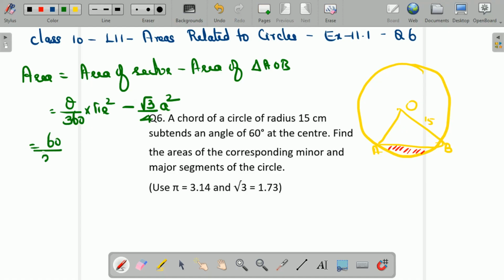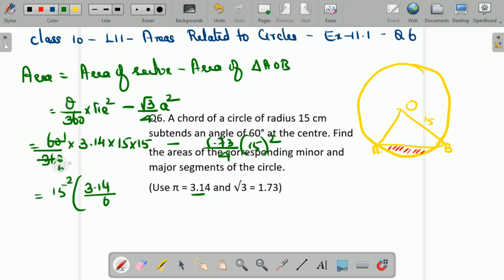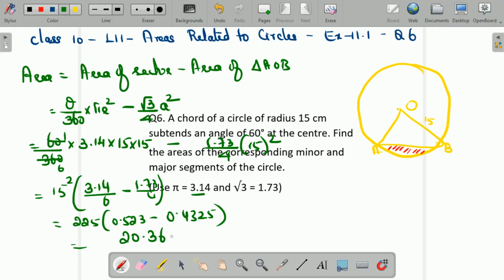In this case it is 60 by 360, and in this sum pi is asked to be used as 3.14, into the radius 15 squared, minus root 3, which is expected to be 1.73, divided by 4, into 15 square. If you take the 15 square outside, this will become 3.14 by 6, because 60 by 360 is 1 by 6, minus 1.73 divided by 4. If you compute, this is 225 into 0.523 minus 0.4325. Now if we further multiply and subtract, the final answer is 20.3625 centimeters square. This is going to be the area of the minor segment.